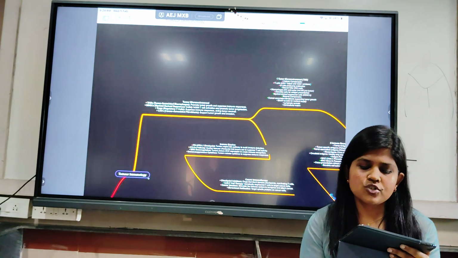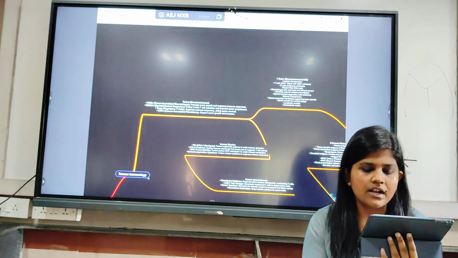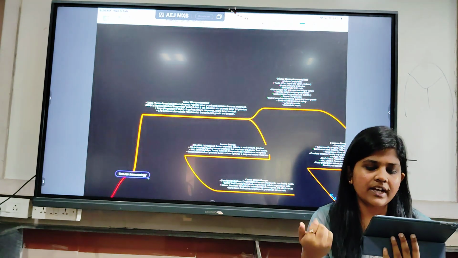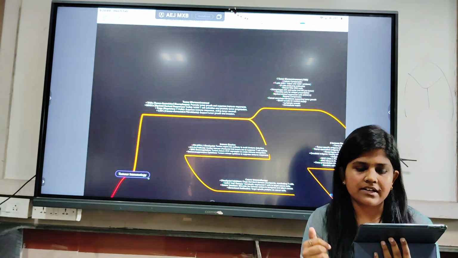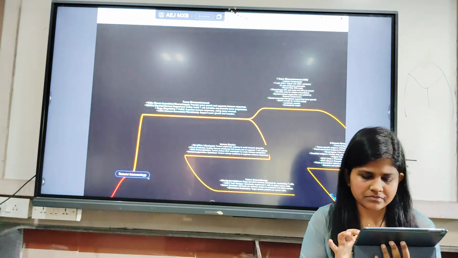We also have stromal components, that is the CAF, cancer associated fibroblasts. Blood vessels will be there for the nutrient supply for the cancer to grow, and lymphatic vessels and extracellular matrix. So these are the components of the tumor microenvironment.